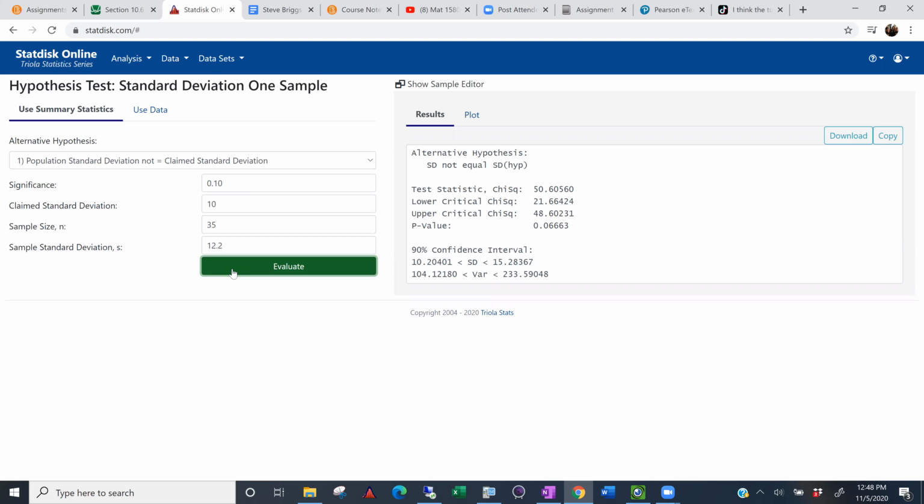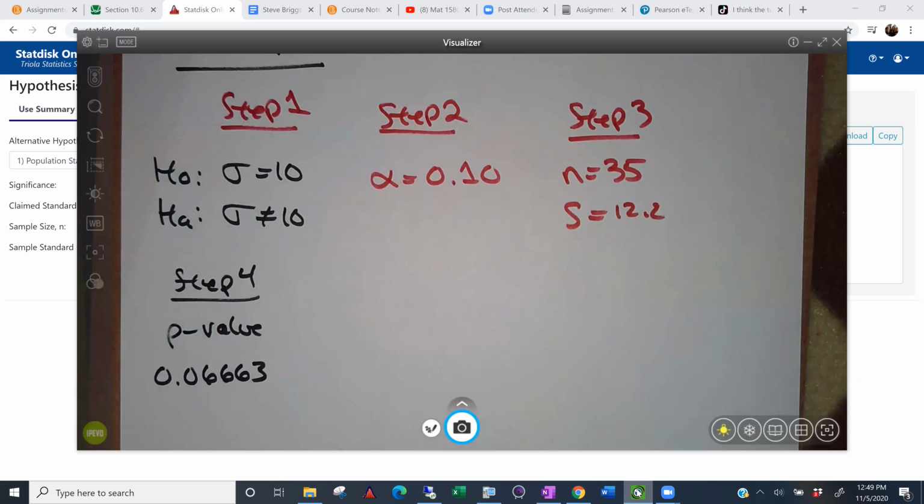Now, what information am I going to look for from this? P-value? Yes, the p-value. So in our case, the p-value is 0.06663, like that.